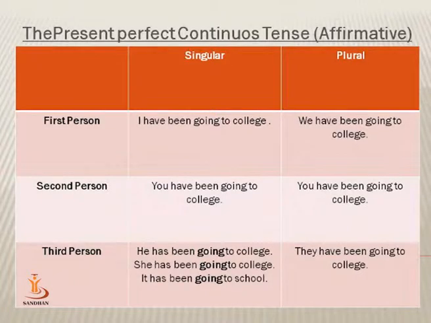So we can say that I have been going to college, we have been going to college, she has been going to college, it has been going to school, and they have been going to college.